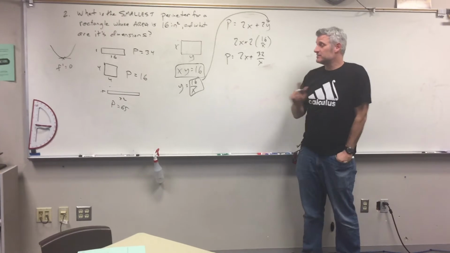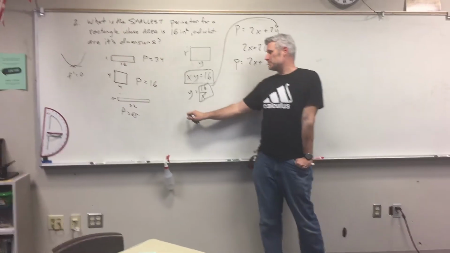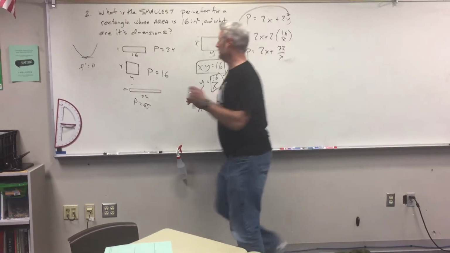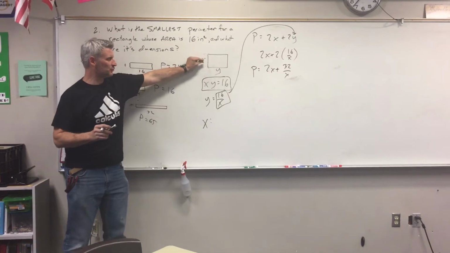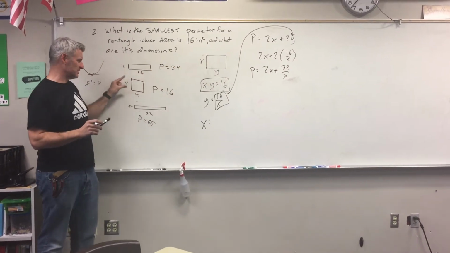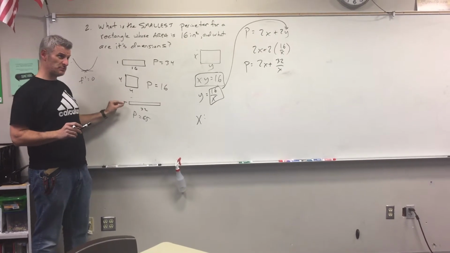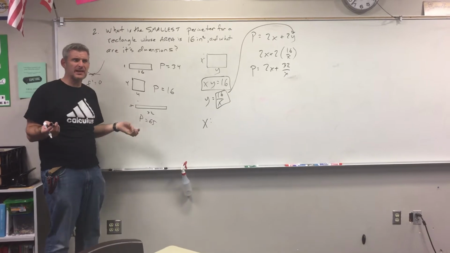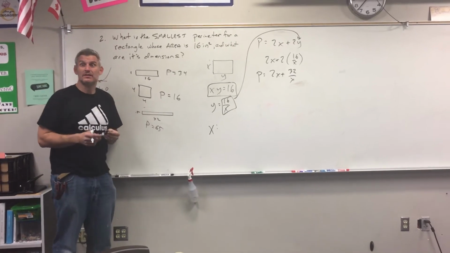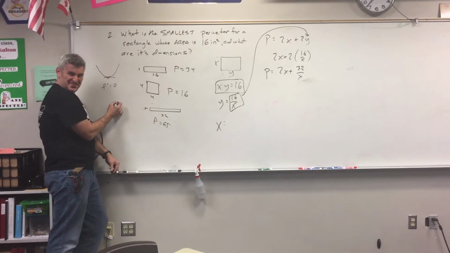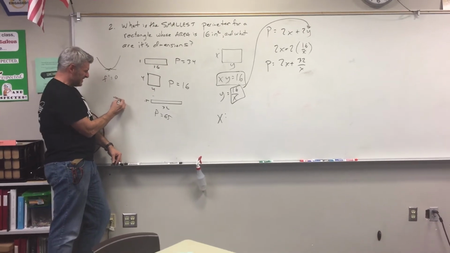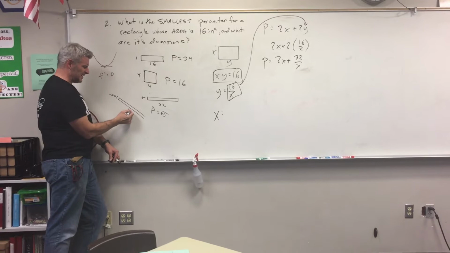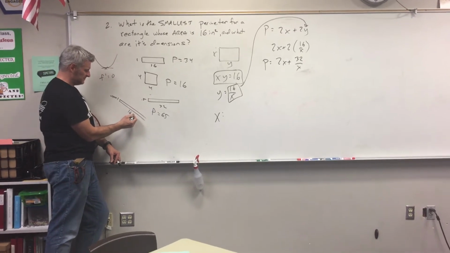One important thing we have to consider is what x is allowed to be. What are the possible values of x? What is the smallest that x could be? Could x be smaller than a half? Yes. x could be like 0.0001. If this was 0.0001 and it kept going forever, this would have to be 16.